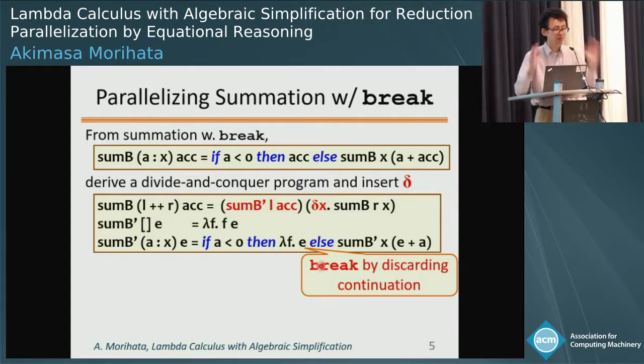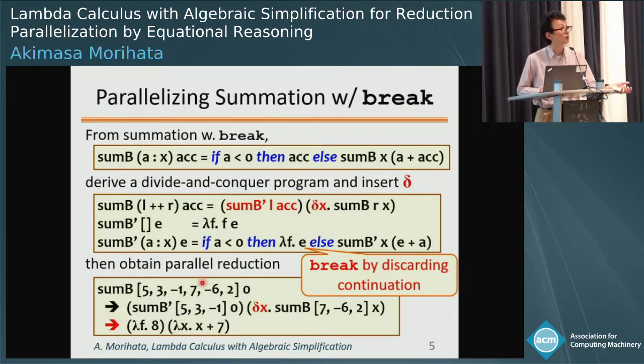Maybe this is somewhat complicated, but the important point is that this is just sequential programming. We all know this thing. We all know how to prove the correctness of this program based on equational reasoning. The only interesting thing in this program is the delta abstraction. That is only concerning parallelism. Now we obtain parallel evaluation.